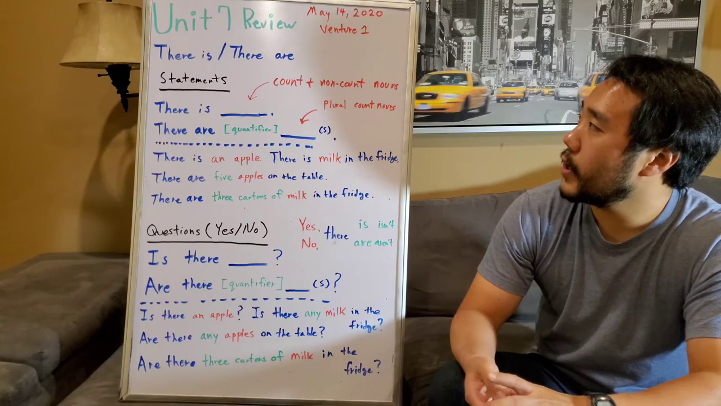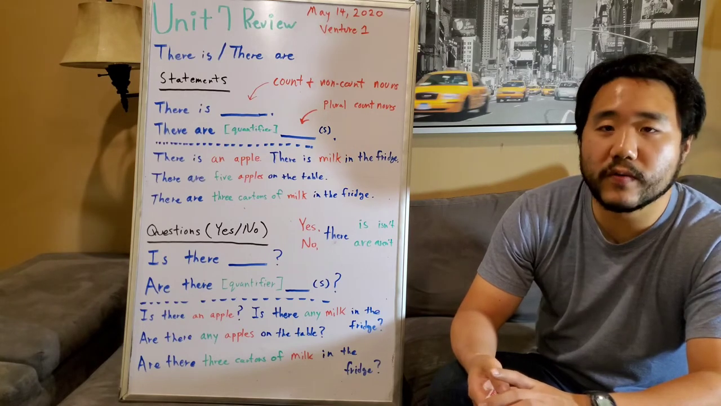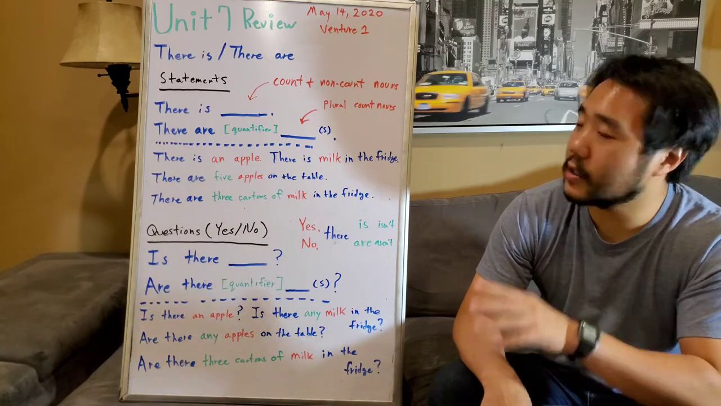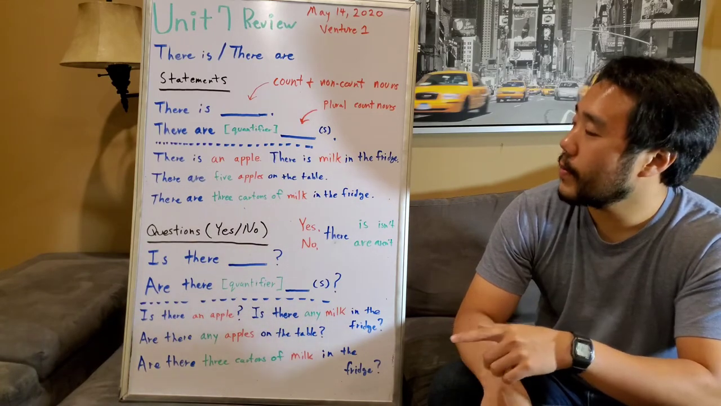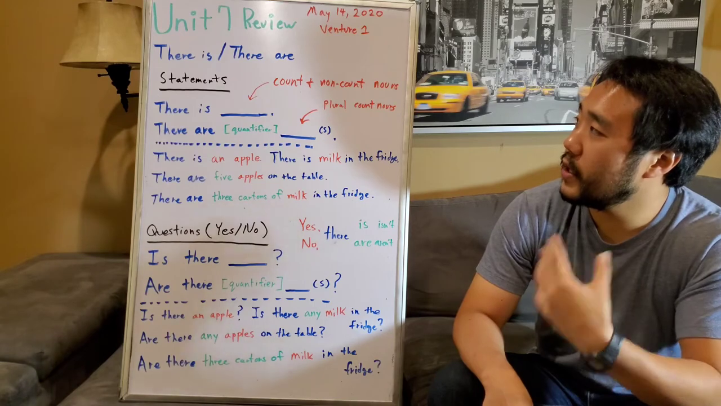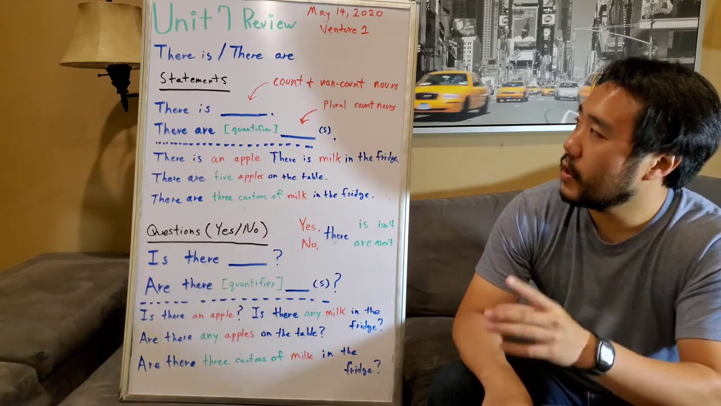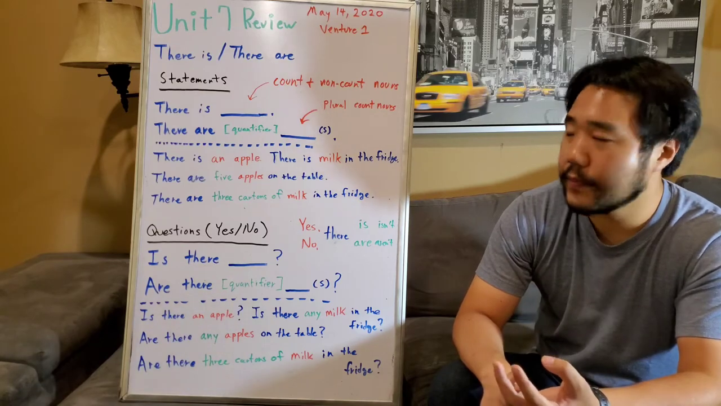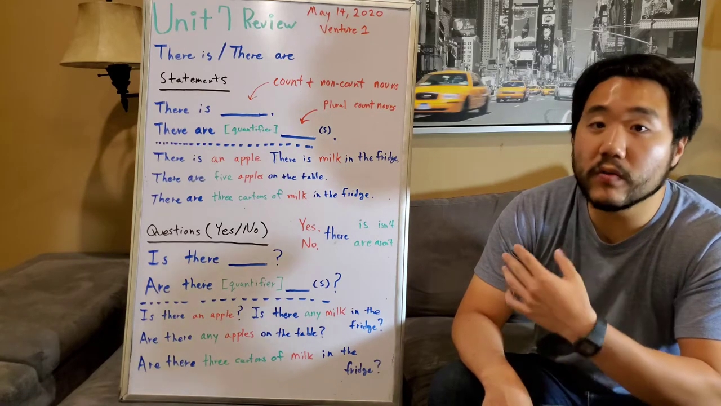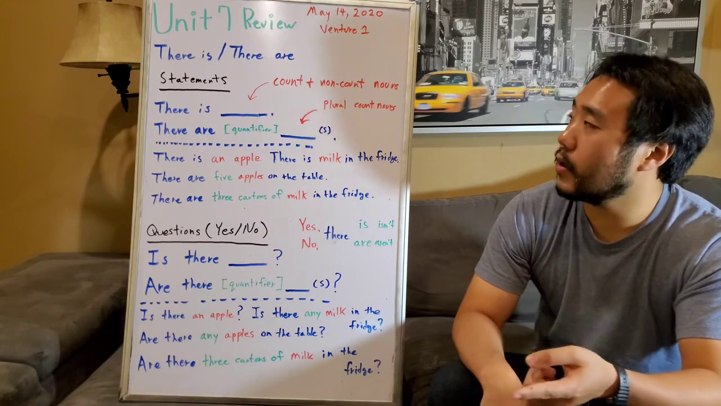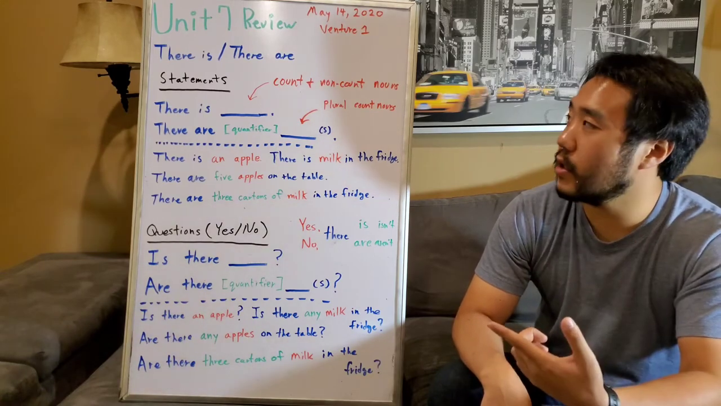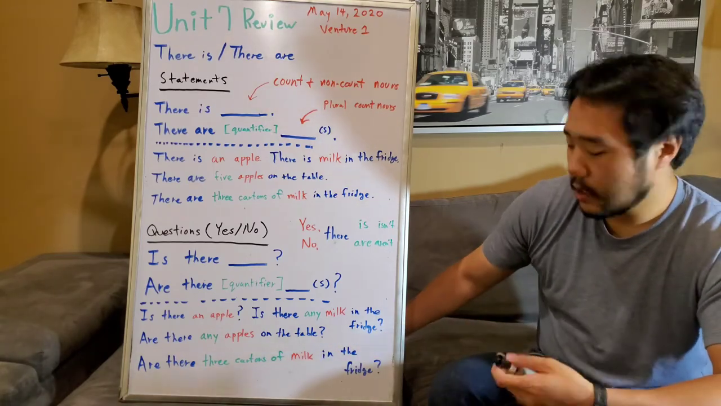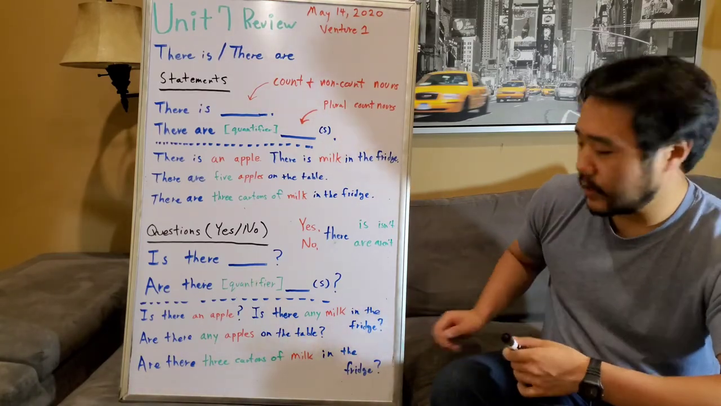And then for part two of the video, so for part one, this is part one of the video today. For part one, we will finish reviewing Unit 7, but for part two, we're going to go over some exercises of what we reviewed so far. And then for part three, we're going to begin with reviewing Unit 8. Okay, so let's go back to this. So there is and there are.